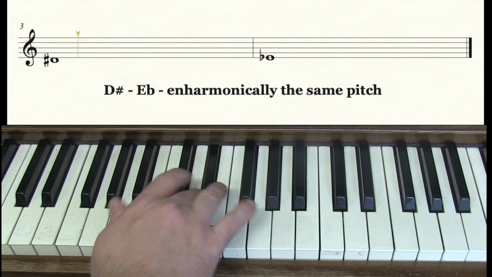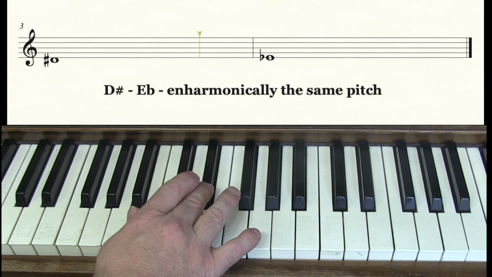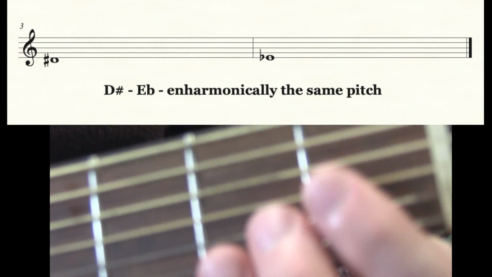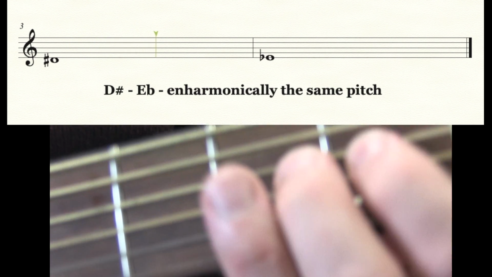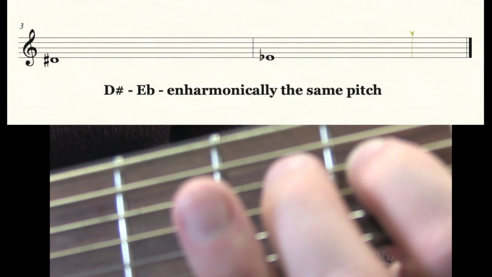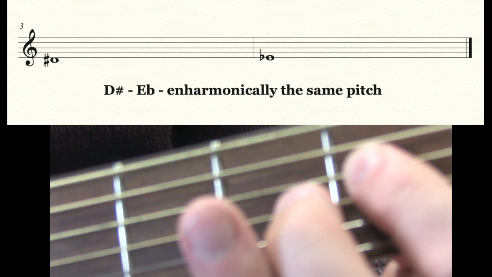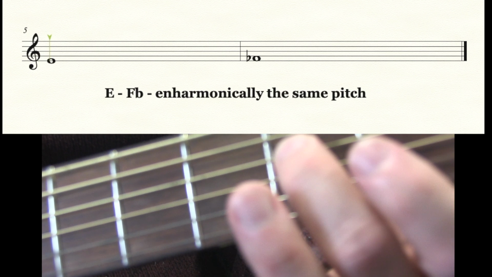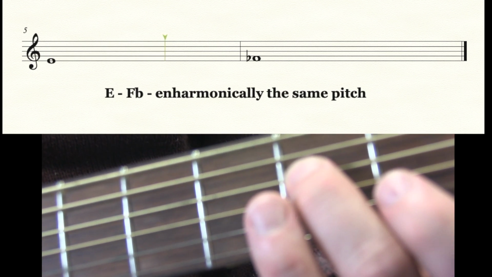D sharp and E flat are enharmonically the same pitch. E and F flat are enharmonically the same pitch.